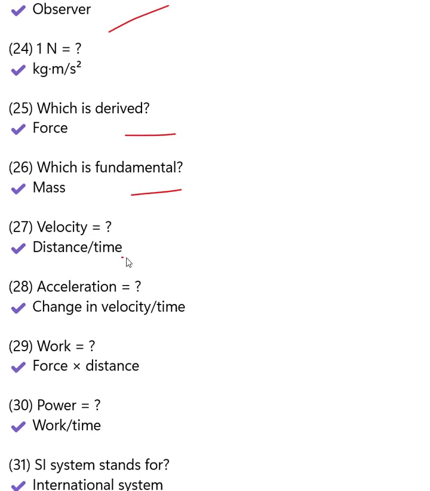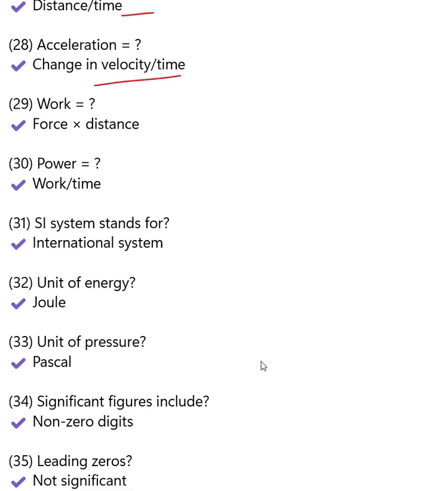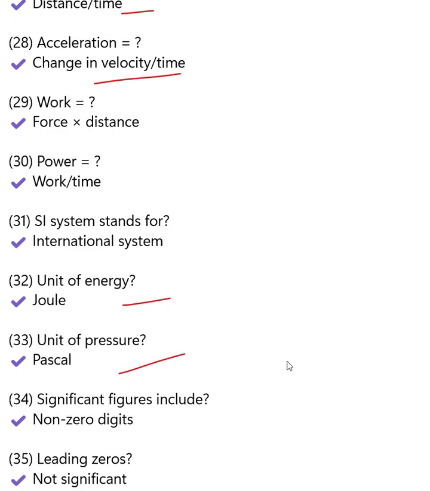Velocity is equal to distance per unit time, distance divided by time. Acceleration is velocity per time, and work is equal to force into distance. Power is equal to work upon time. SI is the system for international system. Unit of energy is joule. Unit of pressure is your pascal.